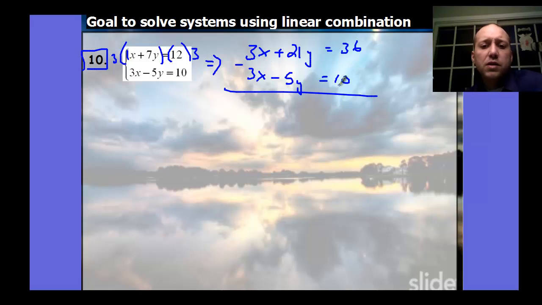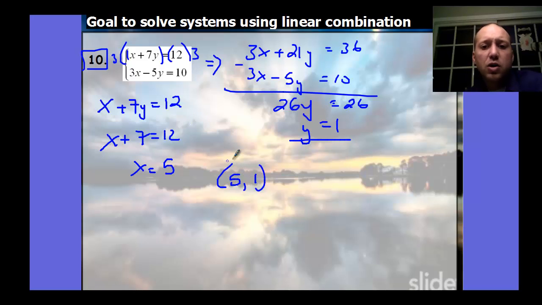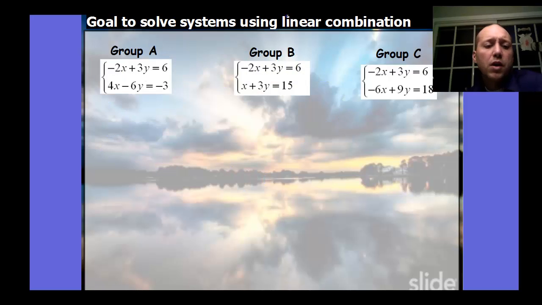And then I can subtract these. So I have 0x, 21y minus a negative 5y. So be careful, you minus a negative, you change the sign. So that's 26y. I'm really adding there. So 36 minus 10 is 26. Divide by 26, so y is 1. After we find that, I can back substitute into any equation that has x and y. I would choose the original one that we actually multiplied, and then plug 1 in for y. So x plus 7 equals 12. So then x is 5. So then we have the point (5, 1) as a solution, and again you can check to make sure that's correct.